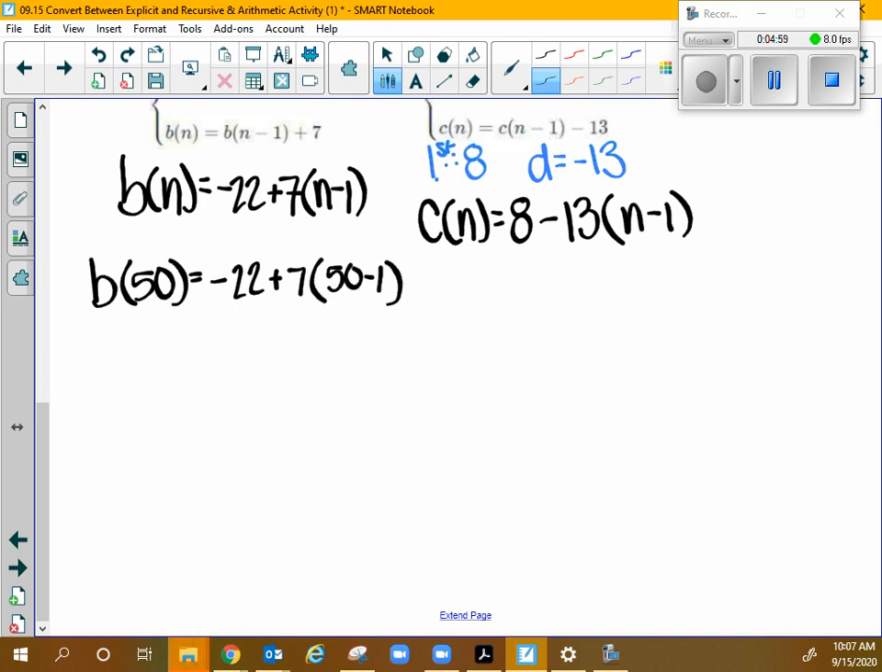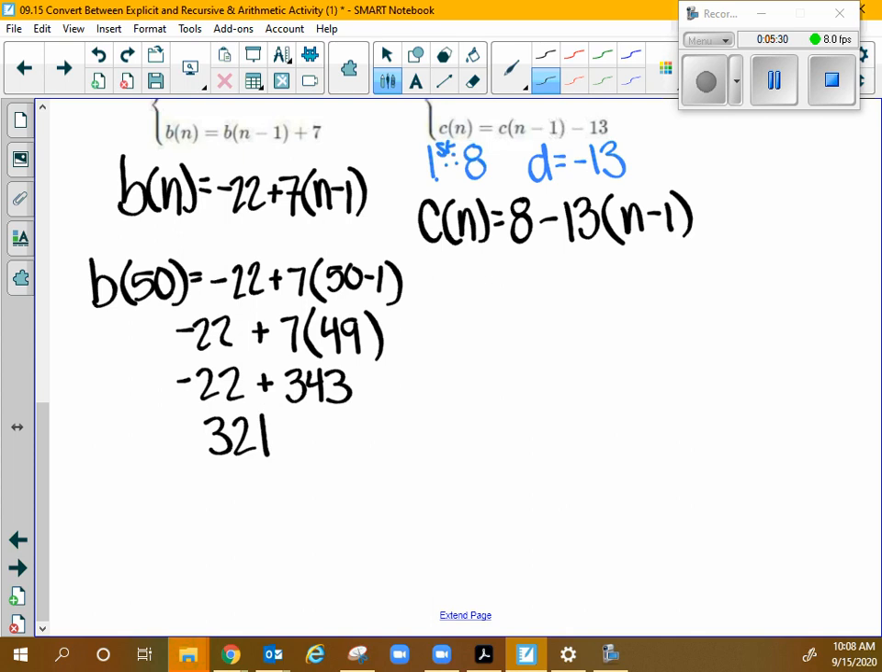Because remember, this is the same thing as our simplified version, we just haven't simplified it. Okay, so 50 minus 1, 49 times 7. 343. Nice job, Tyler. Okay, 343 minus 22. 321. So B of 50 is 321.